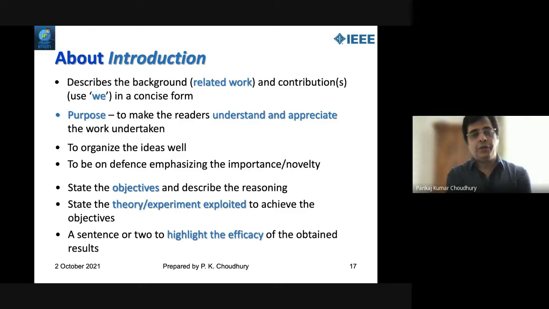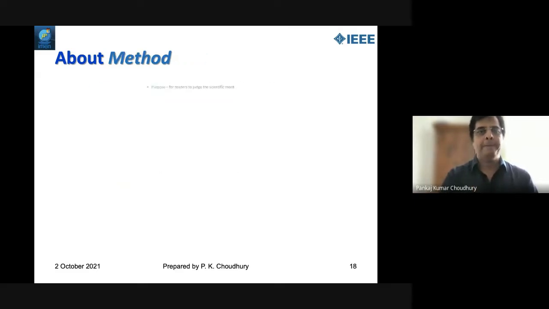A sentence or two you may write to highlight the efficacy of the obtained results. And also, while writing, while stating the background of the work, you keep citing the other's work as well, I mean, the relevant work as well. Okay? Then comes the method.